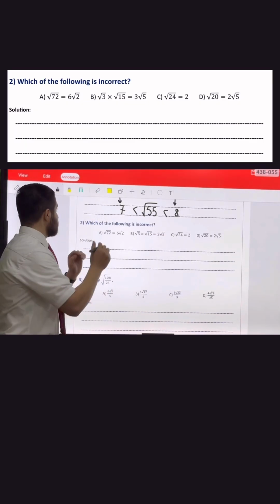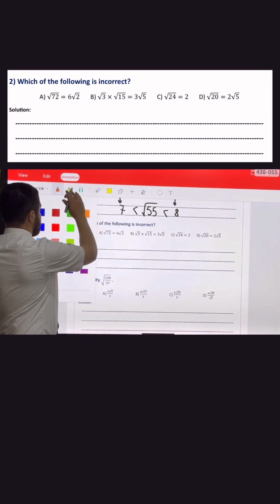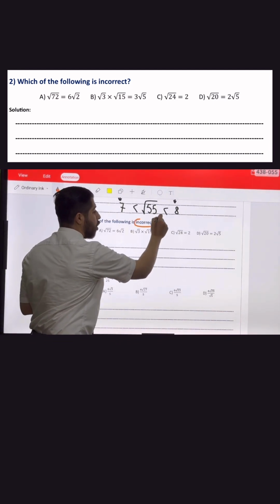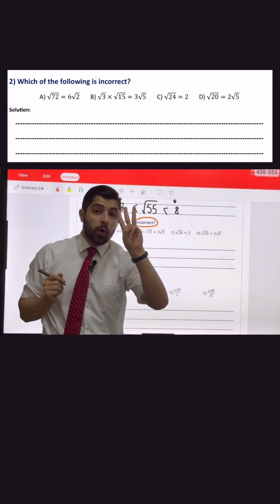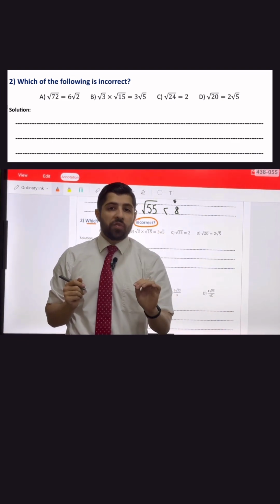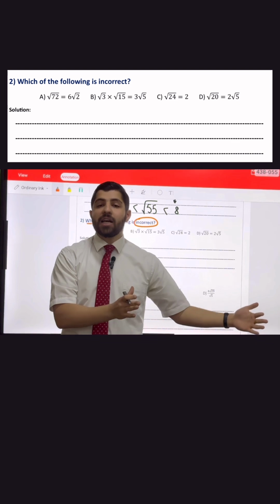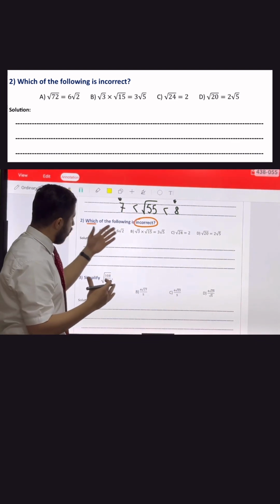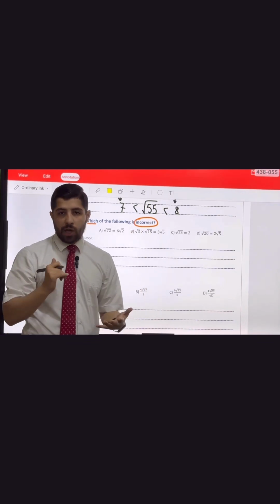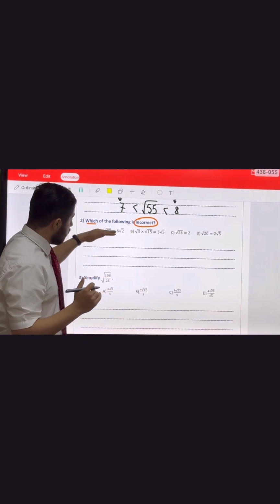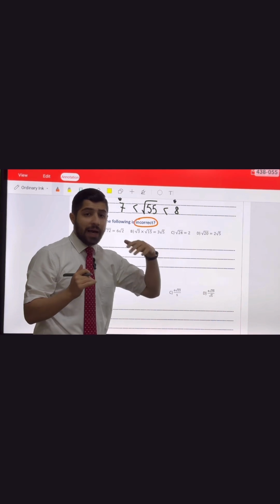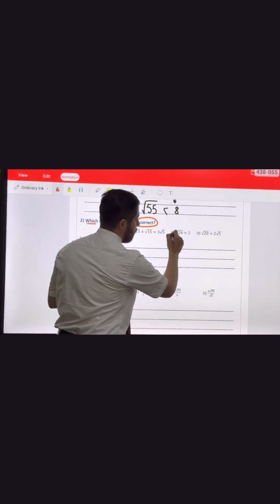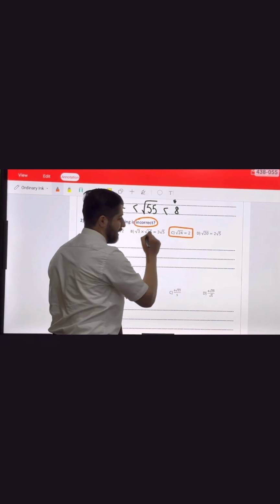This question says, let's change the color. It says, which of the following is incorrect? Which means there are 3 correct answers that you need to find, and the last one will be the incorrect one. Sometimes you can easily scan the question, sometimes it takes time, okay? For example, if you look at this question and the options, you see one of them specifically doesn't make sense.